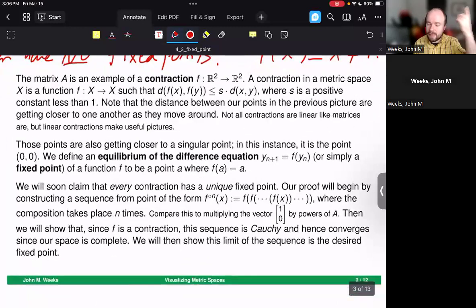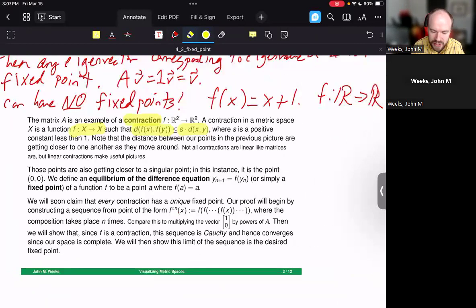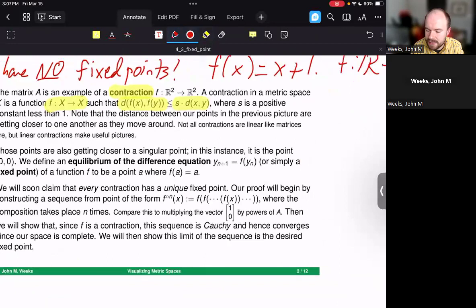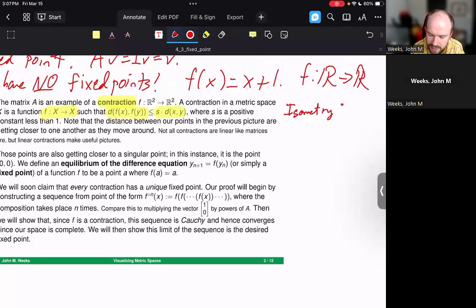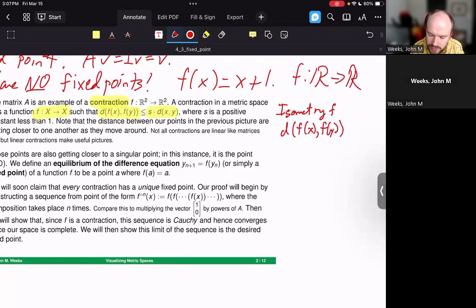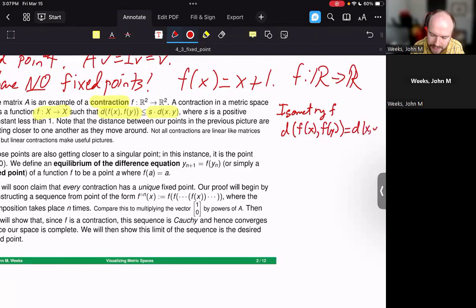Now, the matrix A that we gave above is an example of a contraction going from R2 to R2. A contraction in a metric space is a function such that the distance between any two y values of that function is less than or equal to s times the distance between the x values of that given function. So think of this as kind of like taking an isometry and shrinking it down a little bit. An isometry function had d of f of x comma f of y equal to d of x comma y.